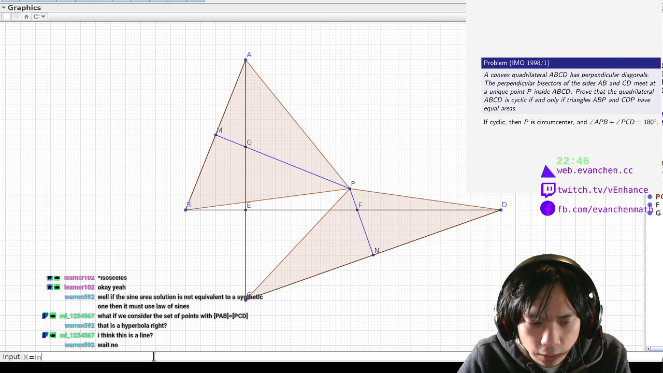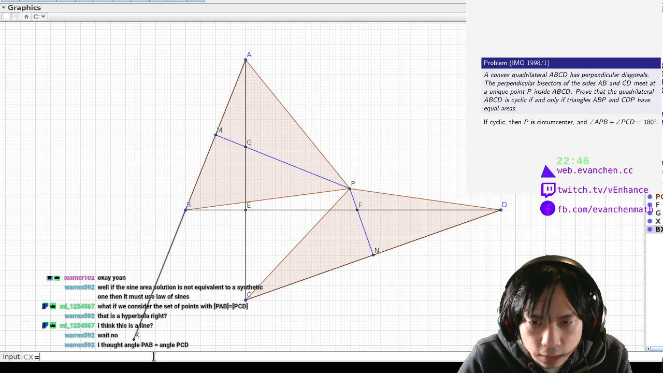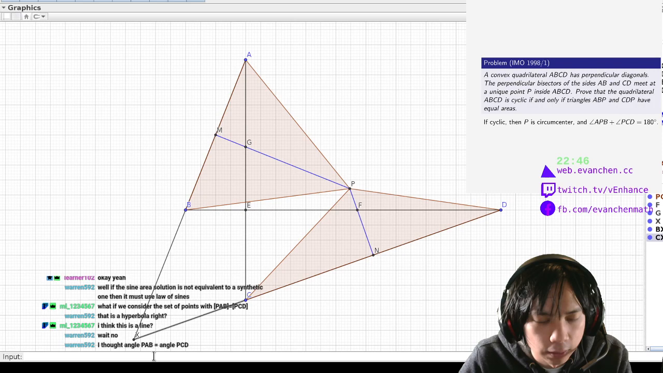That does feel really good though, because if AB and CD are parallel, the problem is kind of broken. So I do want to use the fact that they intersect. I believe that locus is the angle bisector actually.